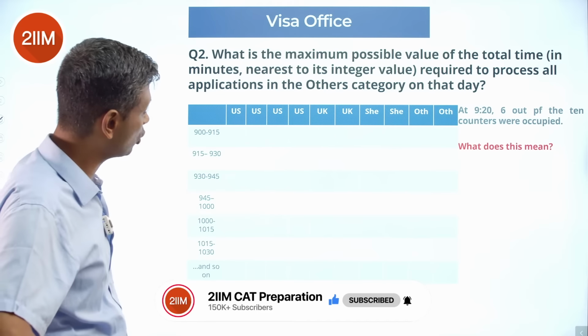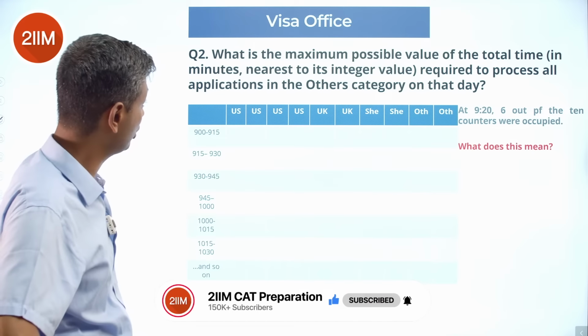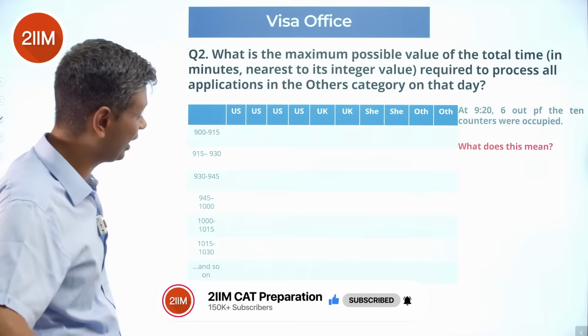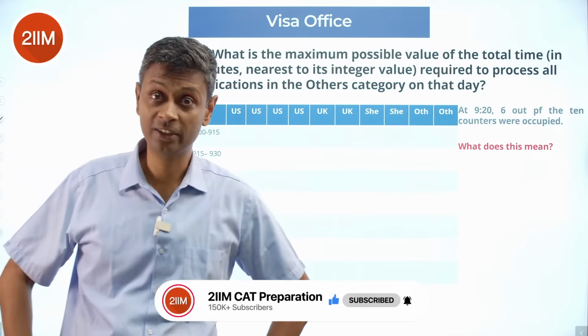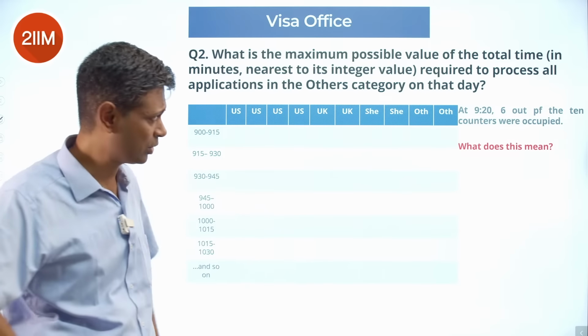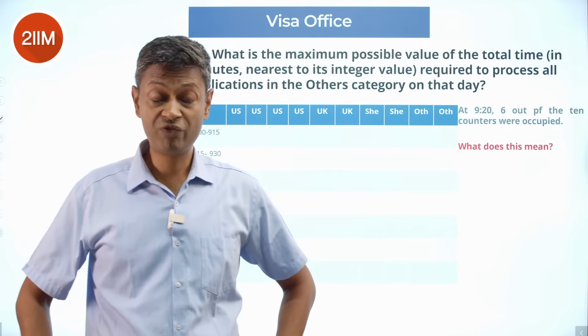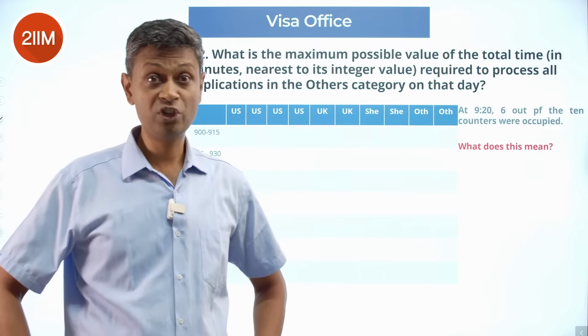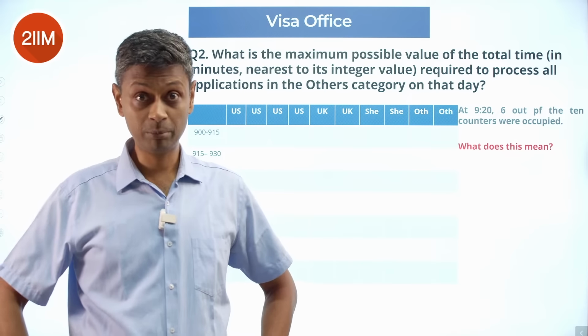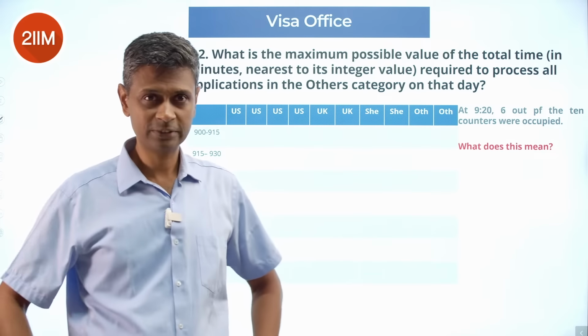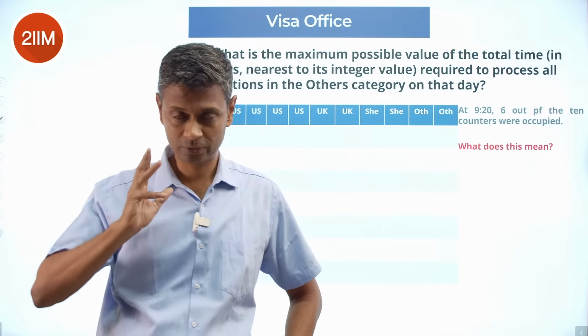What is the maximum possible value of the total time required to process all applications in the others category on that day? Very nice question. So we have to use some of the other information. Vijay goes in at 9:25, but Vijay is in the Schengen category. That's not going to give me something about others.